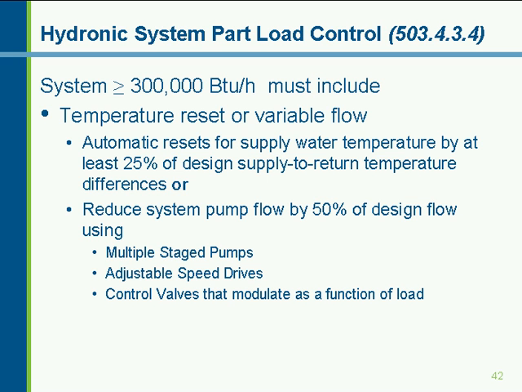For any hydronic system greater than 300,000 BTUs per hour, you must include either a temperature reset or variable flow on that hydronic system. If you use the temperature reset path, you must include automatic controls for resetting the supply water temperature by at least 25% of the difference between design supply and return temperature. If you go the variable flow path, you must reduce the system pump flow by a minimum of 50% of the design flow using either multiple stage pumps, adjustable speed drives, or control valves that modulate as a function of load.